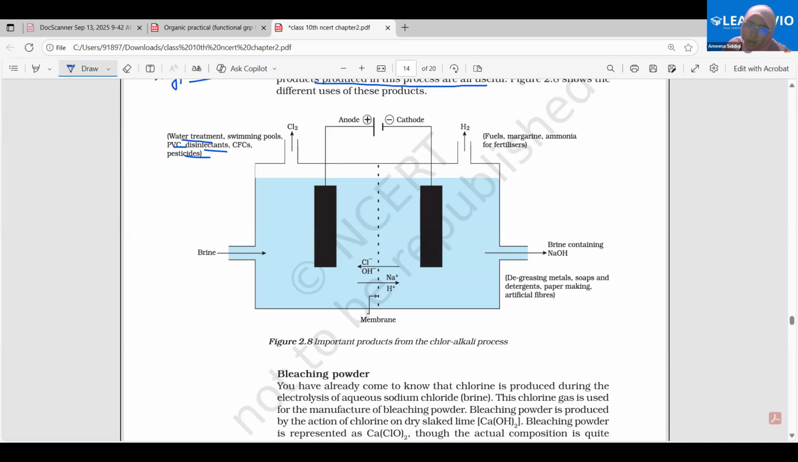Done. Write the full form of PVC: polyvinyl chloride. It's a polymer. And chlorofluorocarbon is a major cause of what? Ozone depletion.